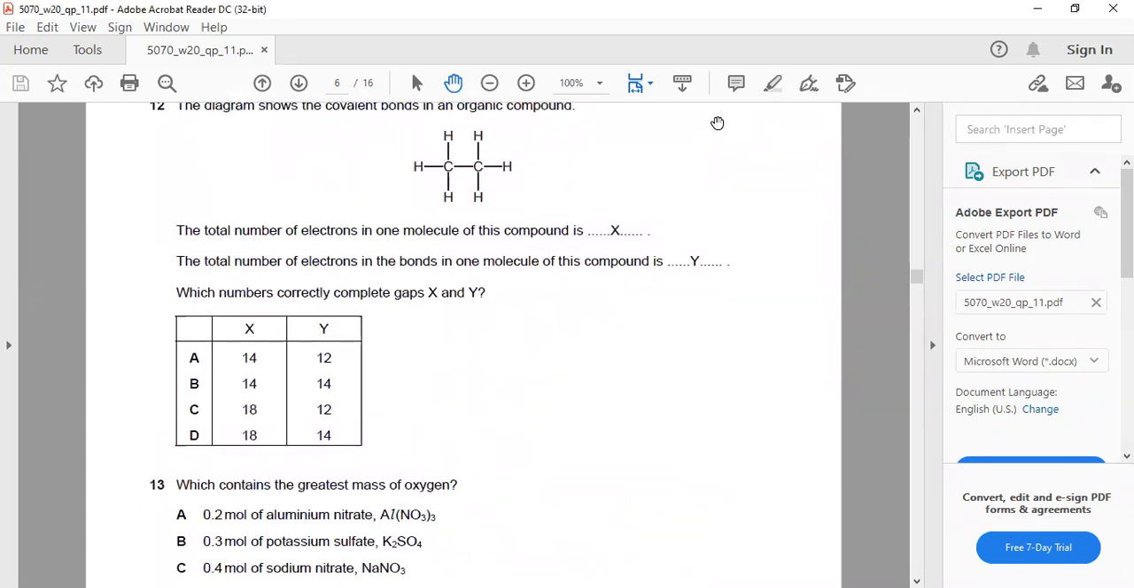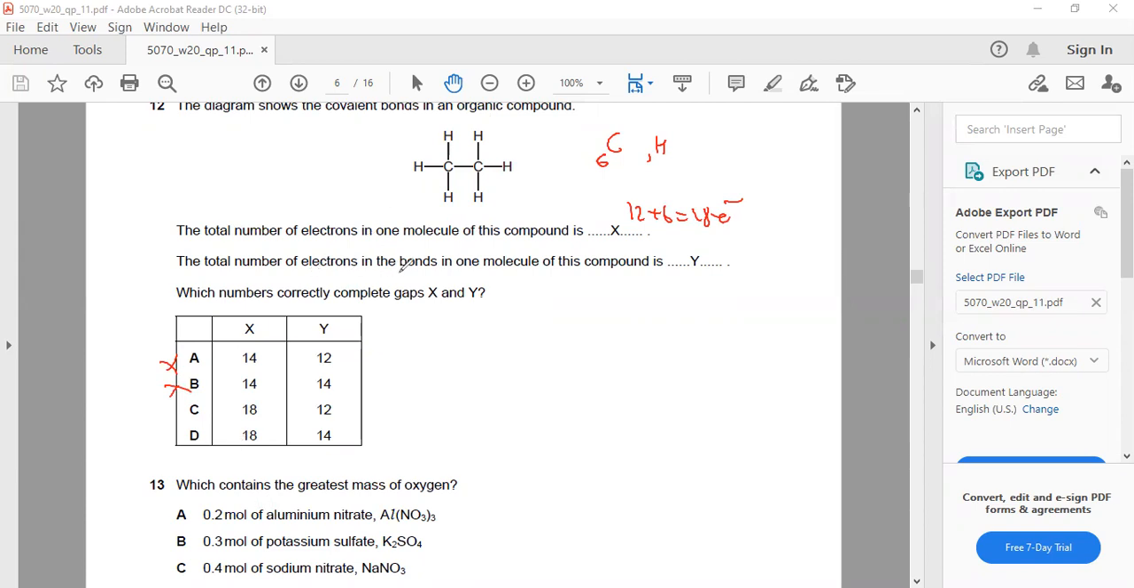Okay, number 12. The total number of electrons in one molecule. For this, you need the atomic number. Carbon is 6, hydrogen is 1. How many carbon? 2, so 12, and 6 hydrogen, each with 1 electron. So 12 plus 6, 18 electrons. So A and B are wrong. Eliminate the wrong possibilities.